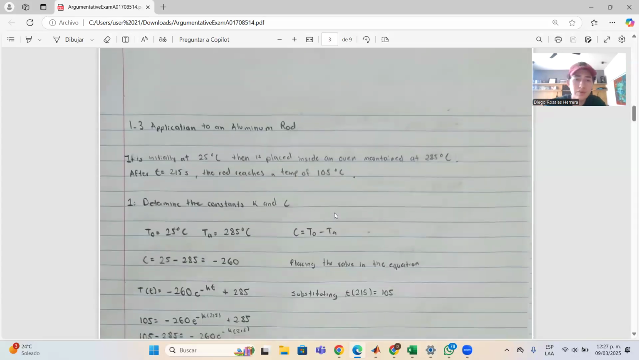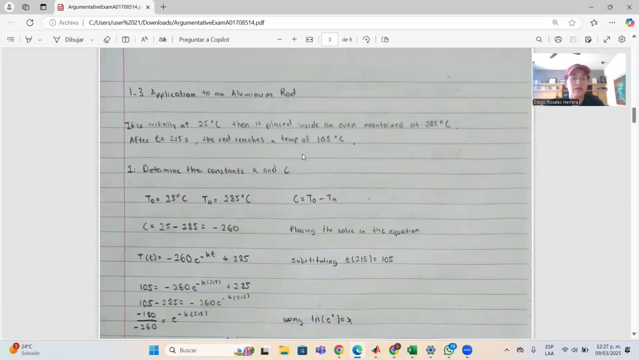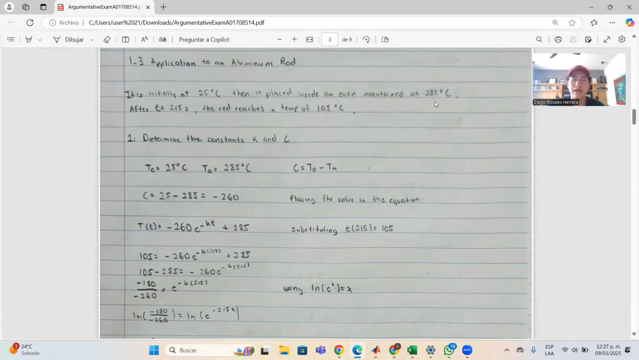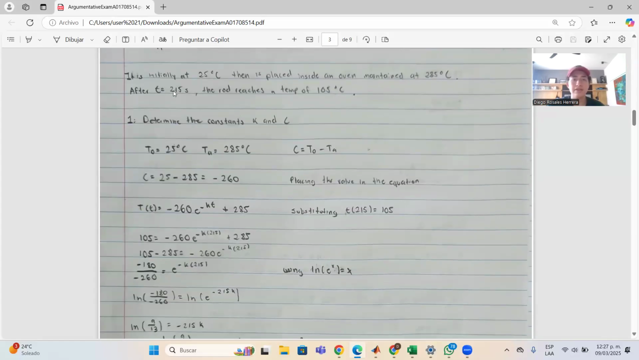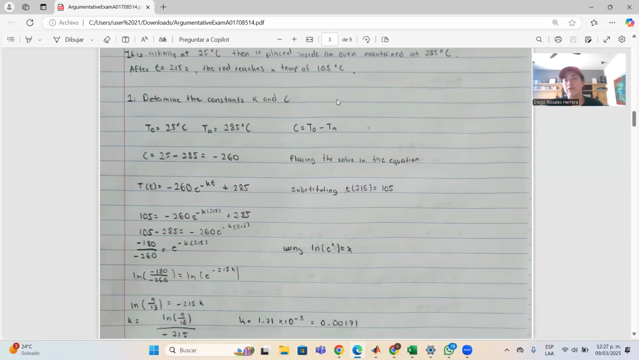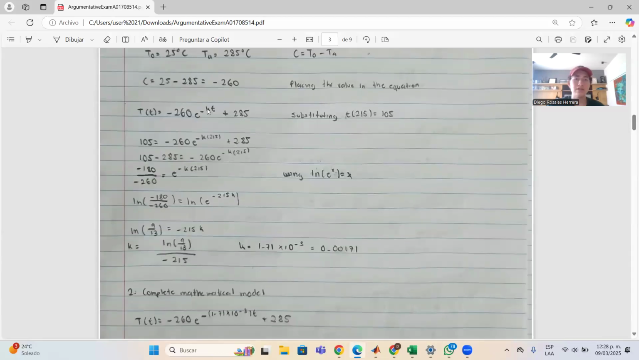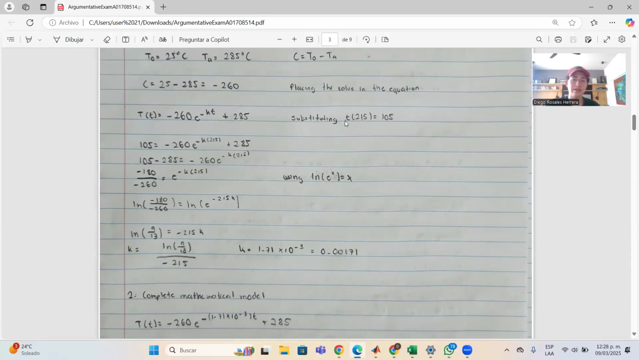Now, the application to a problem, which was the aluminum rod. This problem says that it's initially at 25 degrees, then it's placed in an oven at 285, and that at t equals 215, the temperature was 105. First, we have to determine the constants K and C. We have the initial temperature and the ambient temperature, and we calculate C, which is the difference between both. Now we place C into the equation. In order to get K, we substitute the point: T(215) equals 105.